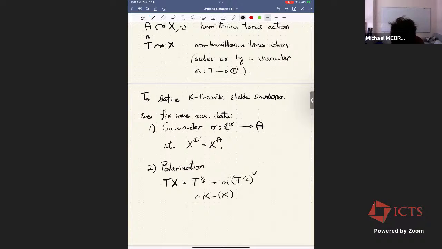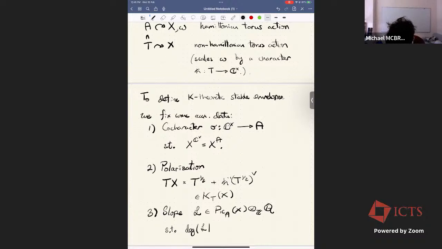Okay, and then the third piece of data is a slope, meaning an equivariant line bundle. Actually, we don't want a literal line bundle, we want a fractional line bundle. And it should be strictly fractional in the sense that its degree, when you restrict to any rational curve joining two fixed points, should be non-integral.